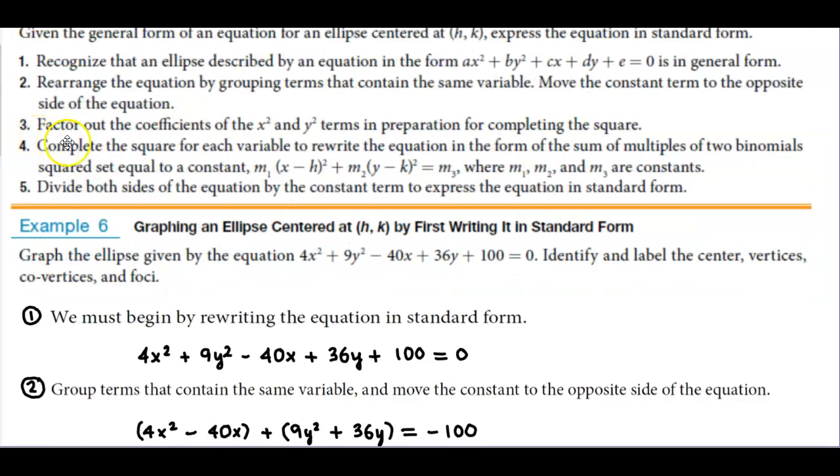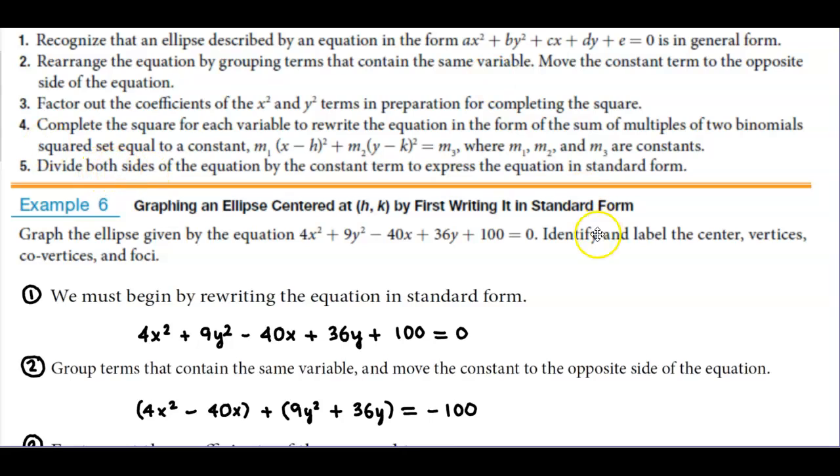Step number 3, we factor out the coefficients of the x² and y² terms in preparation for completing the square. Number 4, we're going to complete the square for each variable to rewrite the equation in the form of the sum of multiples of two binomials squared set equal to a constant. So we have our constant times (x − h)² plus our other constant times (y − k)² is equal to our constant, where m1, m2, and m3 are constants. Number 5, we're going to divide both sides of the equation by the constant term to express the equation in standard form.